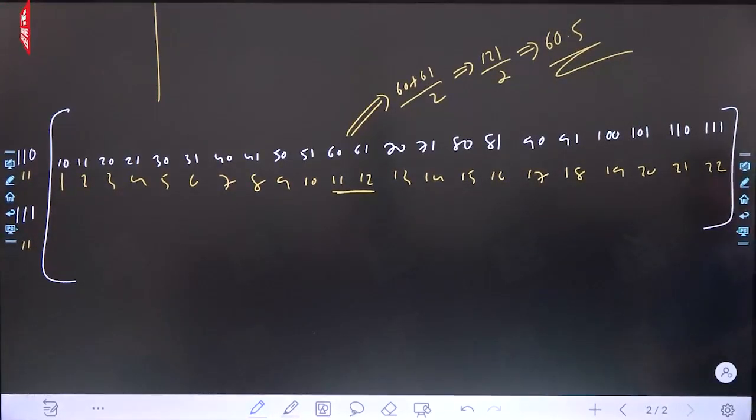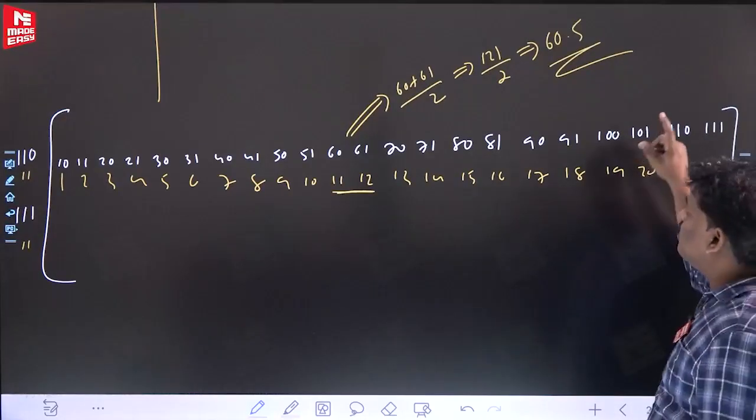So, the union of these two sorted arrays, this is the answer. In the union sorted array, the two middle elements will be 60 and 61. So the median is going to be 60.5. This will be the answer.